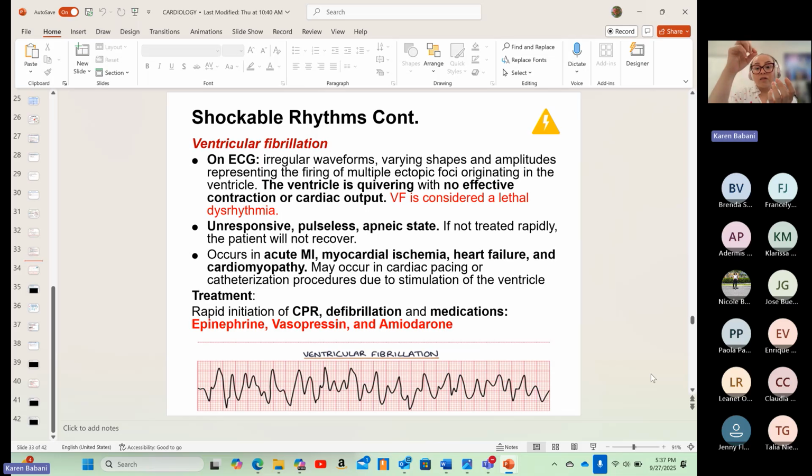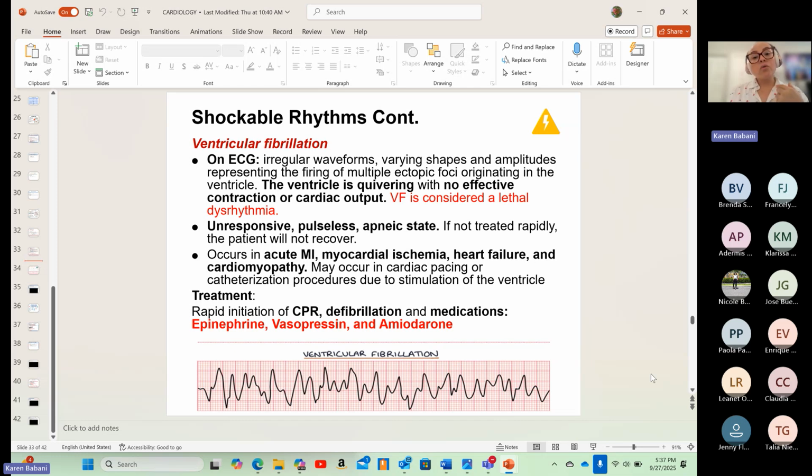In this case, there's multiple foci. What is a foci? A point from where the electricity is coming. So it's like the heart is getting signals from a bunch of different points, and the ventricle is doing this. Obviously, there's not going to be effective contraction. There's not enough contraction to propel any blood out to the system. There's no cardiac output. This is lethal, even more lethal. Dead.